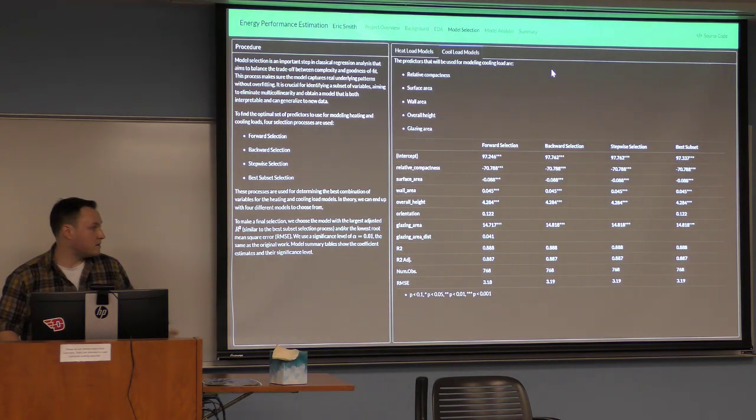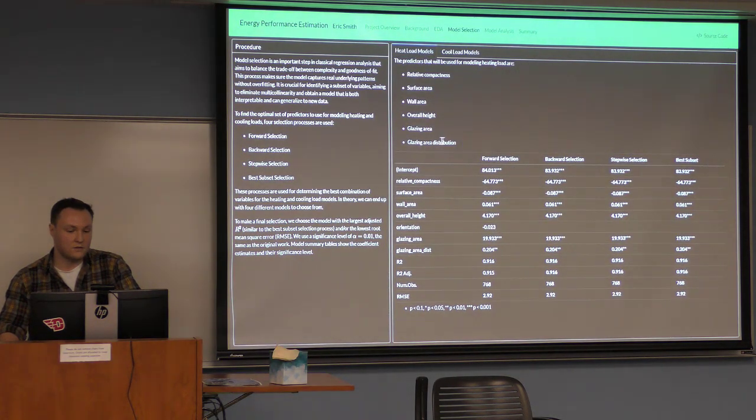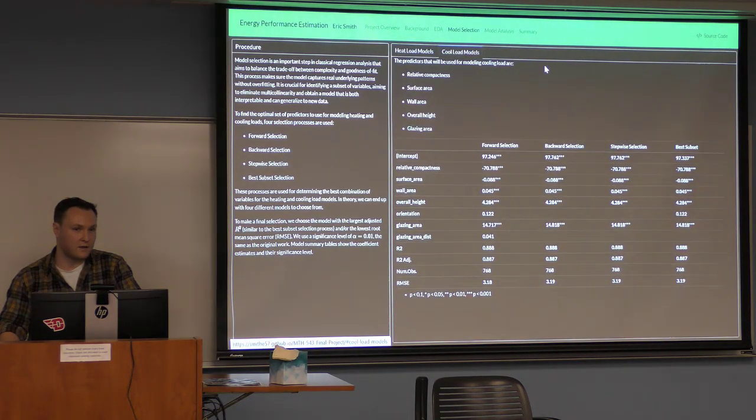For cooling load, it's the same thing. It's using 5 of the same predictors as the heating load model, but we're not using glazing area distribution because it was found to be insignificant for the cooling load.